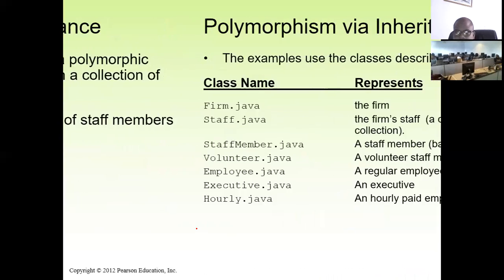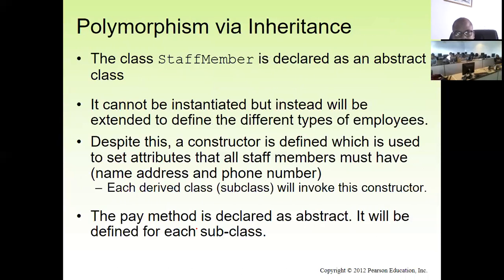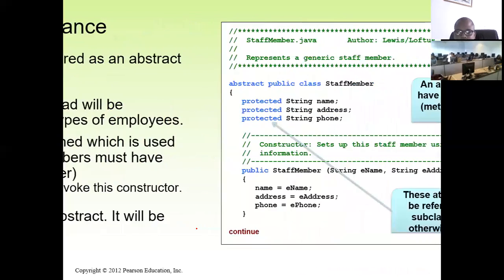Please pay attention to the details here. Now, the class StaffMember is declared as an abstract class like before. It cannot be instantiated, but instead will be extended to define the different types of employees. Despite this, we're going to create a constructor like we saw in the previous example, and the pay method is declared as abstract.